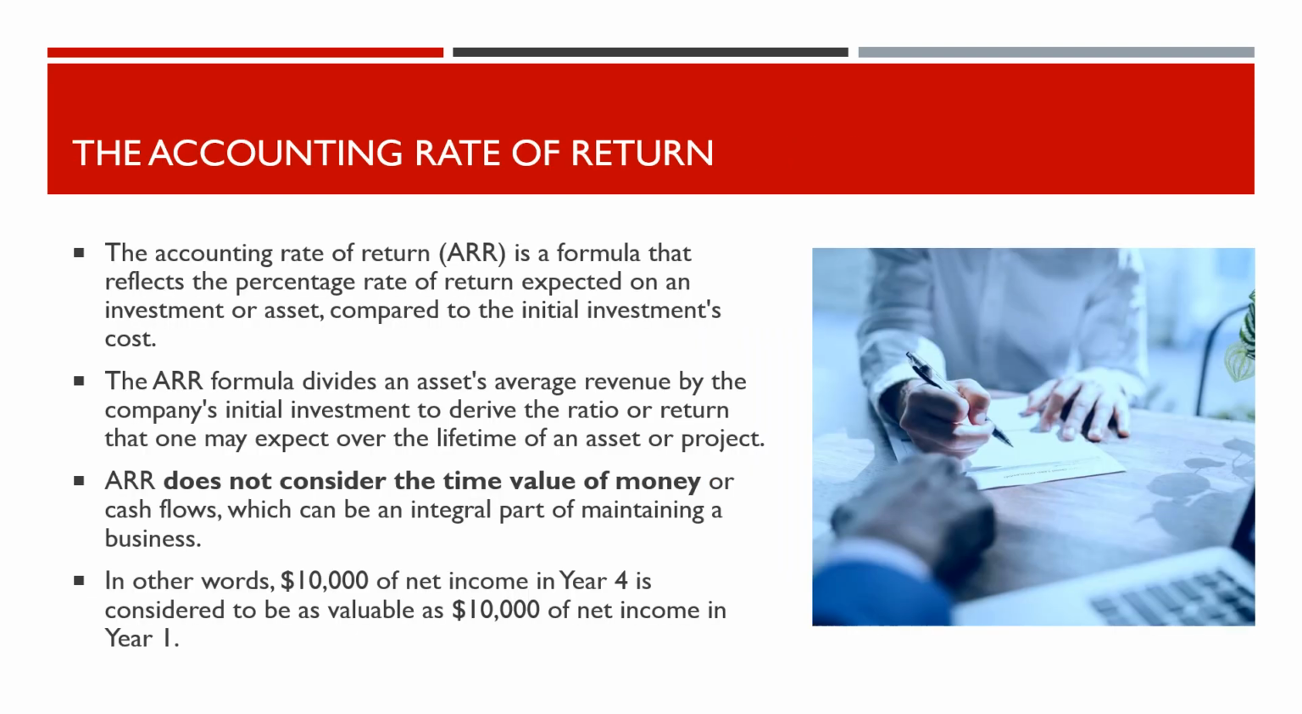The accounting rate of return, or ARR, is a formula that reflects the percentage rate of return expected on an investment or asset, compared to the initial investment's cost. The ARR formula divides an asset's average revenue by the company's initial investment to derive the ratio, or return that one may expect over the lifetime of an asset or project. ARR does not consider the time value of money or cash flows, which can be an integral part of maintaining a business. In other words, $10,000 of net income in year 4 is considered to be as valuable as $10,000 of net income in year 1.